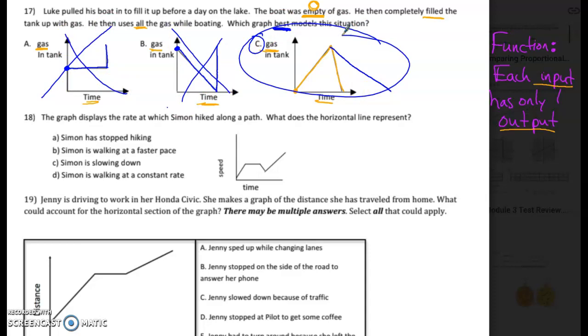Now, let's look at number 18. We have a graph that is showing Simon as he is hiking. What does the horizontal line represent? Before we look at our answer choices, let's look at what the graph is telling us. We're looking at speed in relation to time. So when Simon starts out, he's starting out down here, not moving. He's at 0, no speed. Here, his speed is increasing. He's getting faster. Then right here, Simon reaches his top speed, and so his speed is staying the same.